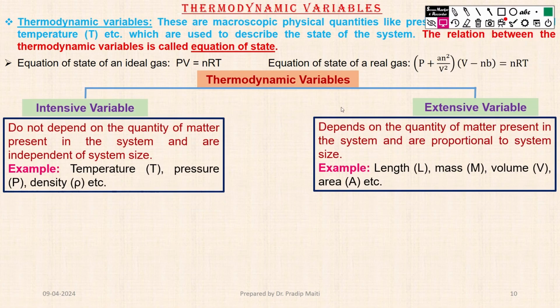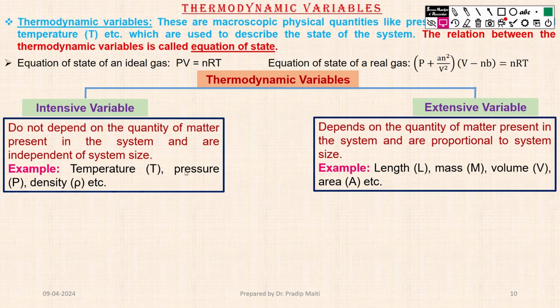Thermodynamic variables are mainly of two types: intensive variable and extensive variable. So what is an intensive variable? Intensive variables are those variables which do not depend on the matter present in the system and are independent of the system size. But extensive variables depend on the matter present in the system and are proportional to the system size.